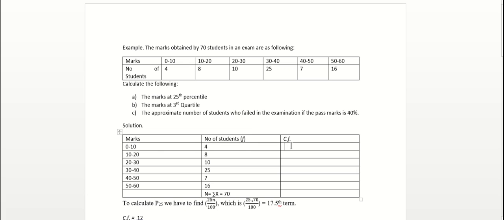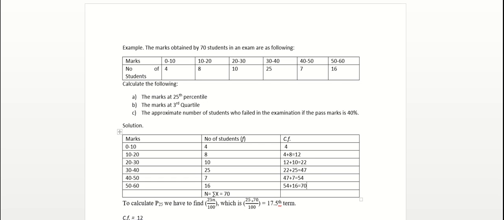So the first thing we need to do is calculate CF. How will we calculate CF? This is 4, then 4 plus 8 is 12, 12 plus 10 is 22, 22 plus 25 is 47, 47 plus 7 is 54, and 54 plus 16 is 70, right? So this is how we have calculated CF.